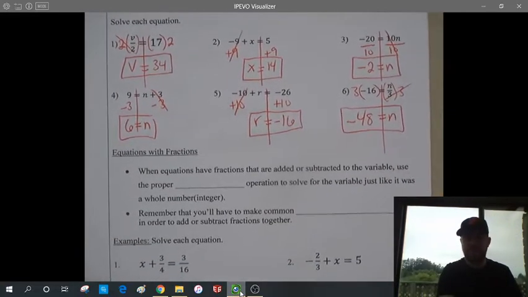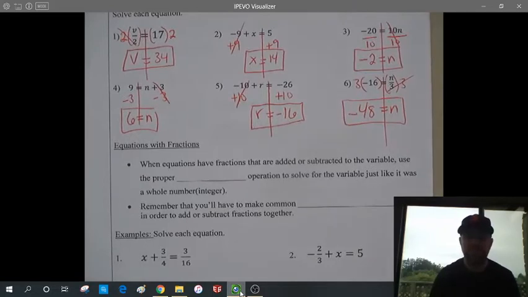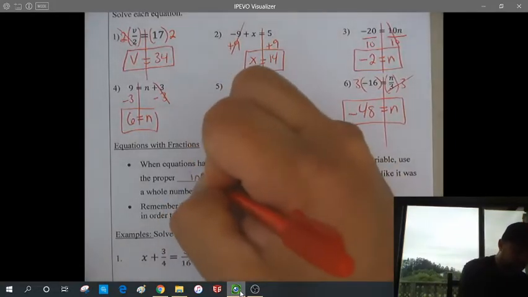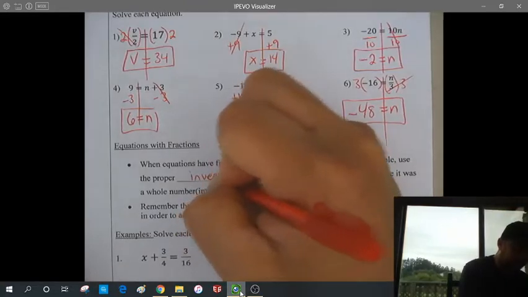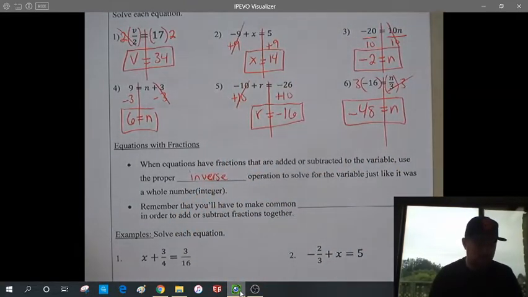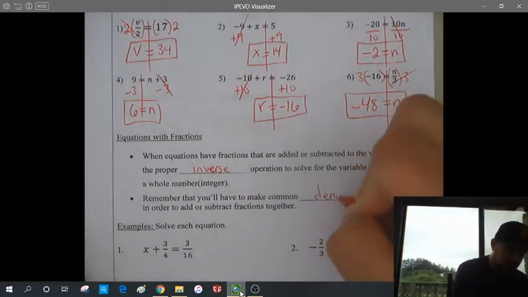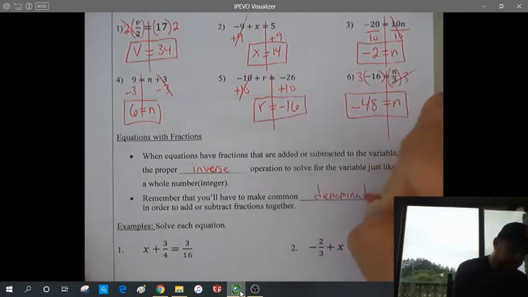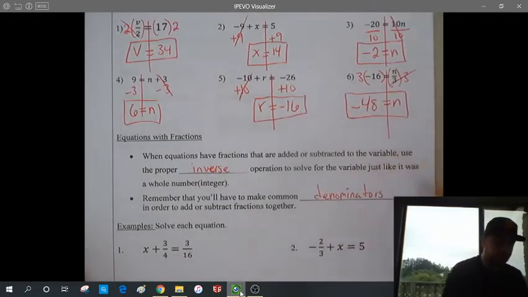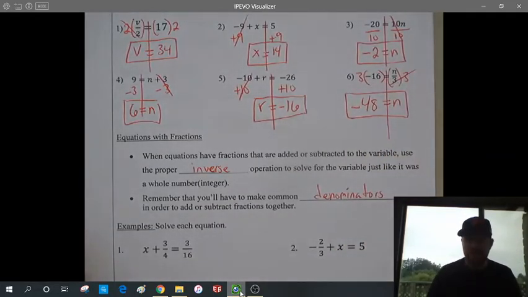Okay, so just to recap again how we solve one-step equations, but now adding fractions to the mix. When equations have fractions that are added or subtracted to the variable, still use the proper inverse operation to solve for the variable, just like it was a whole number or integer. But remember that you'll have to make common denominators in order to add or subtract the fractions together.